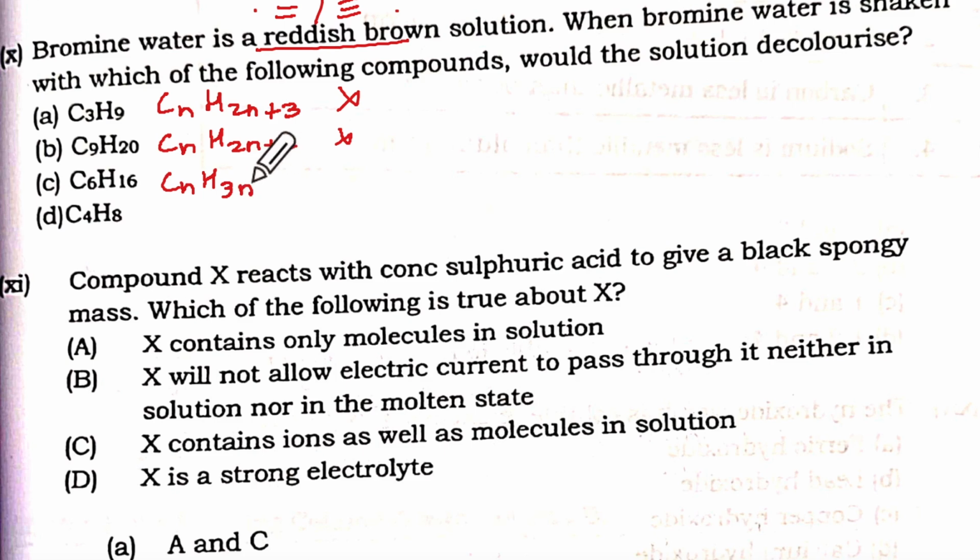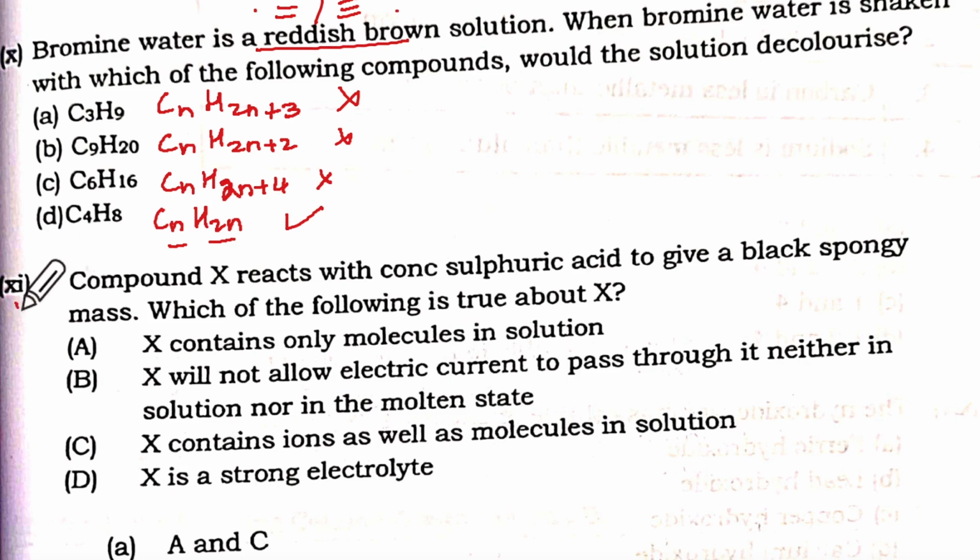CnH3n. No. 2n plus 4, no? This also is not an option. What is this? This is CnH2n. Now this is the formula for alkene. Alkyne will be CnH2n minus 2. So D is the correct option.